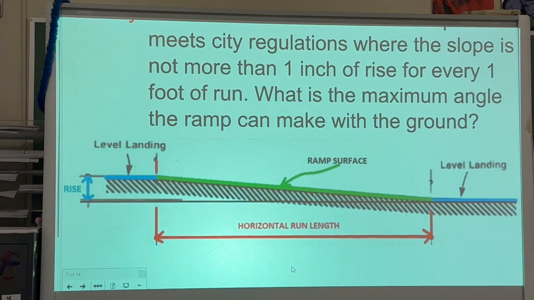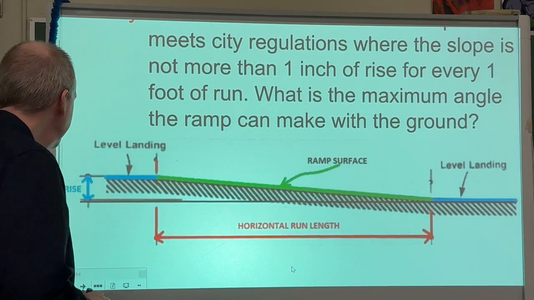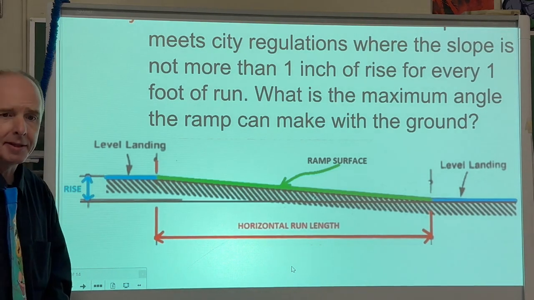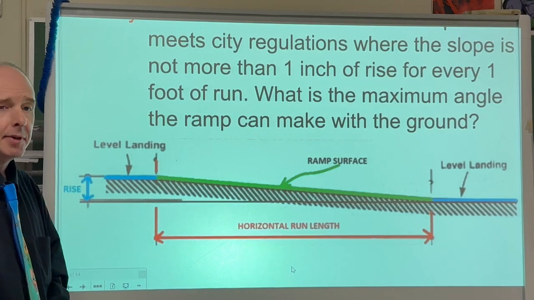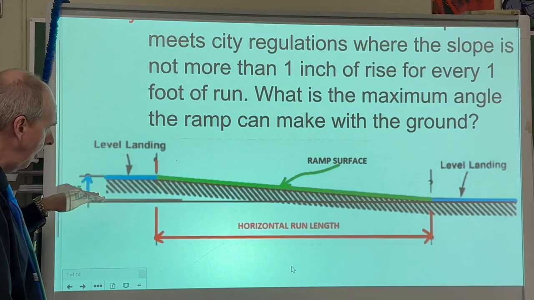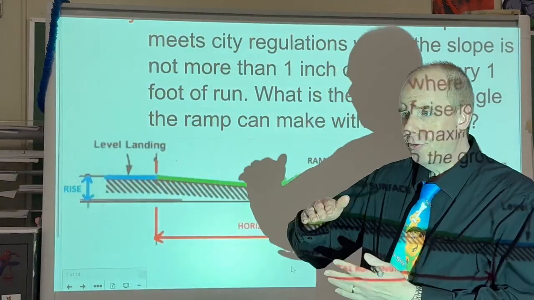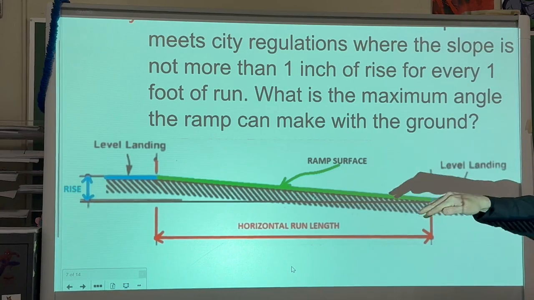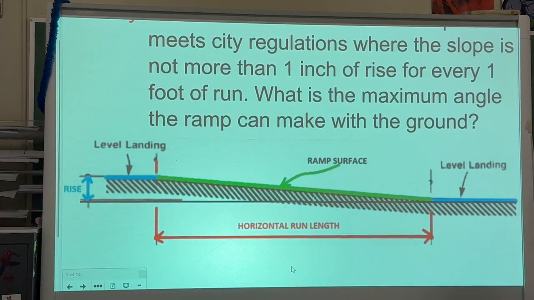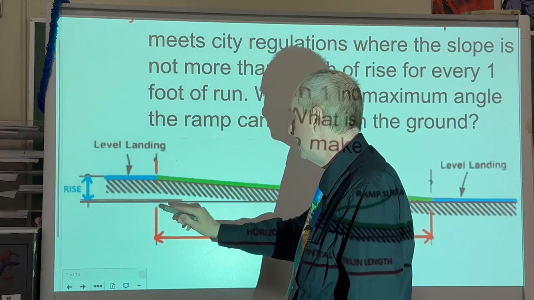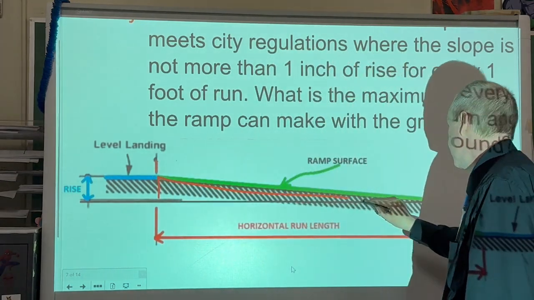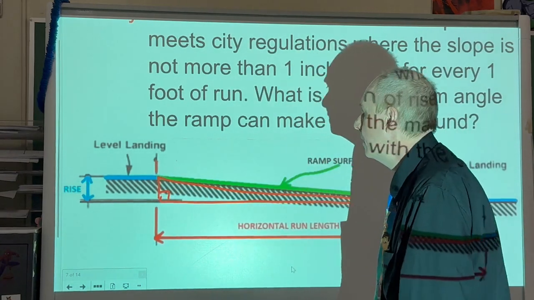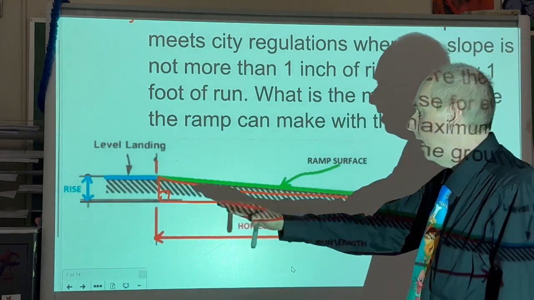All right, our slope, not more than 1 inch of rise for every 1 foot of run. It doesn't mean it has to be 1 inch tall. It means if you go 1 inch tall, you have to have a foot this way. If you go 2 inches tall, you have to have 2 feet this way. Well, what you end up getting is a right triangle. So we've got a right triangle, we got our rise, we got our run.